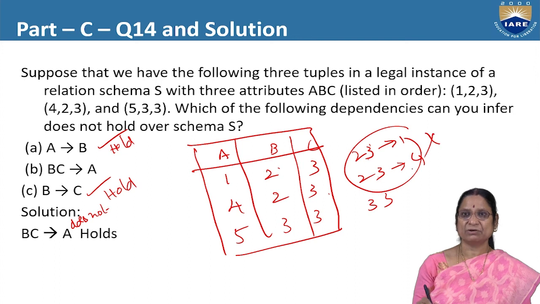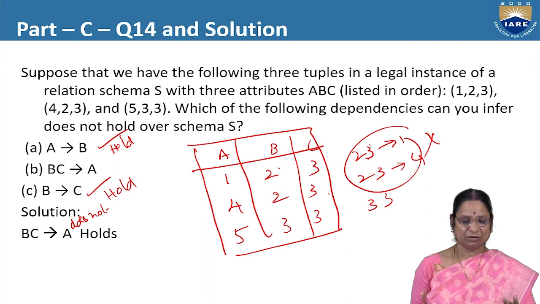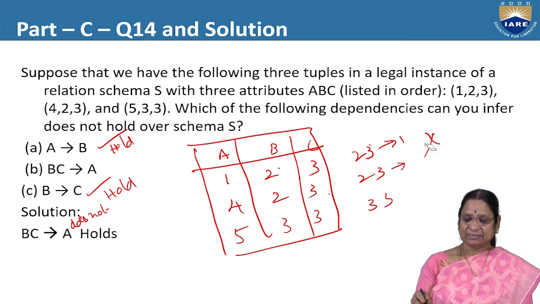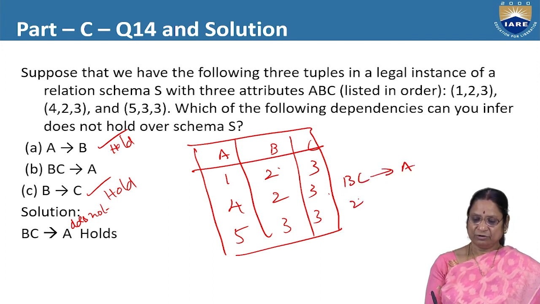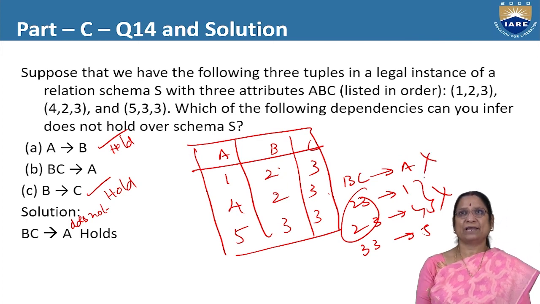So this does not hold, because if the left side is equal and the functional dependency exists, the right side must also be equal. BC determines A means that if B and C are equal, then A must also have equal values, which doesn't happen here. So that's why the second FD doesn't hold. That is, BC determines A means from these tuples we get 2, 3 determines 1, 2, 3 determines 4, and 3, 3 determines 5. On the left side these two are equal but on the right side they are not equal. So this FD doesn't hold.